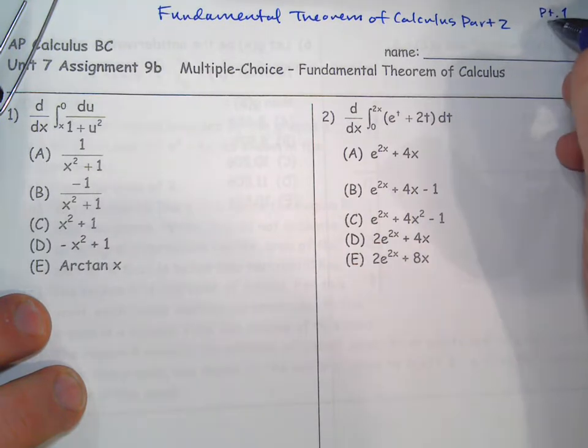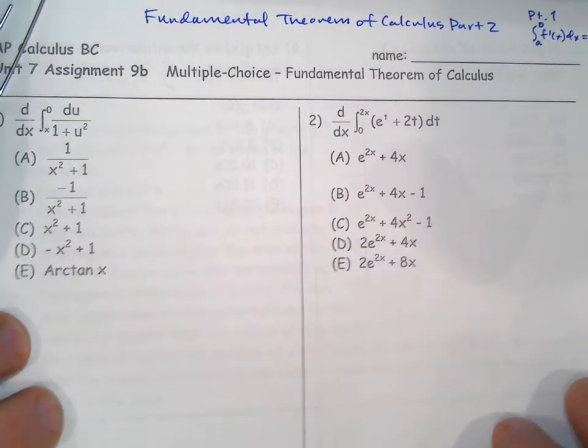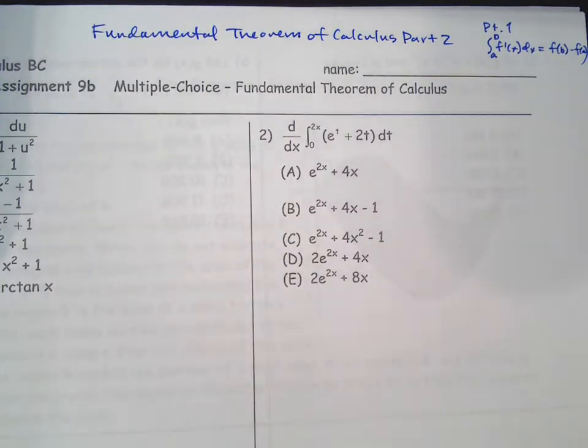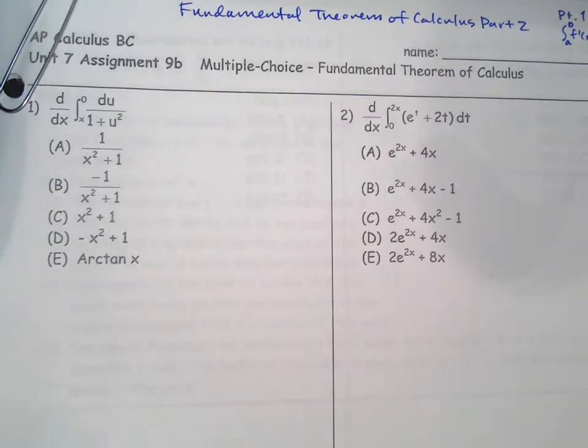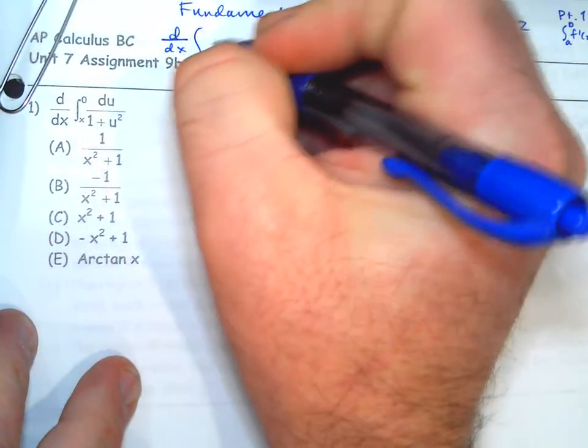says if you integrate a derivative, you get the original function. And if you have limits, a to b, then you plug in the limits. So essentially, fundamental theorem of calculus part 1 says integrals undo derivatives. Part 2 says derivatives undo integrals.